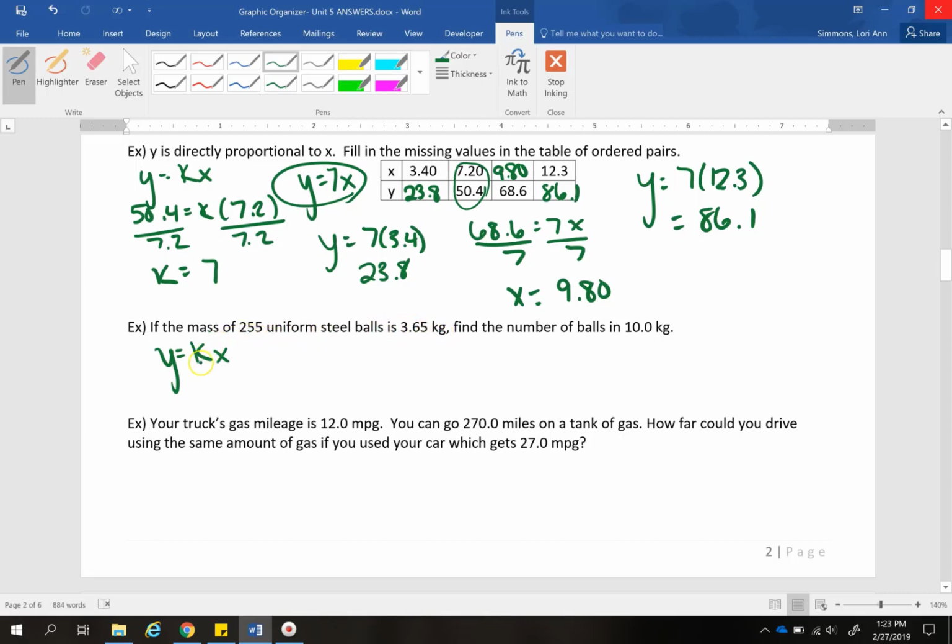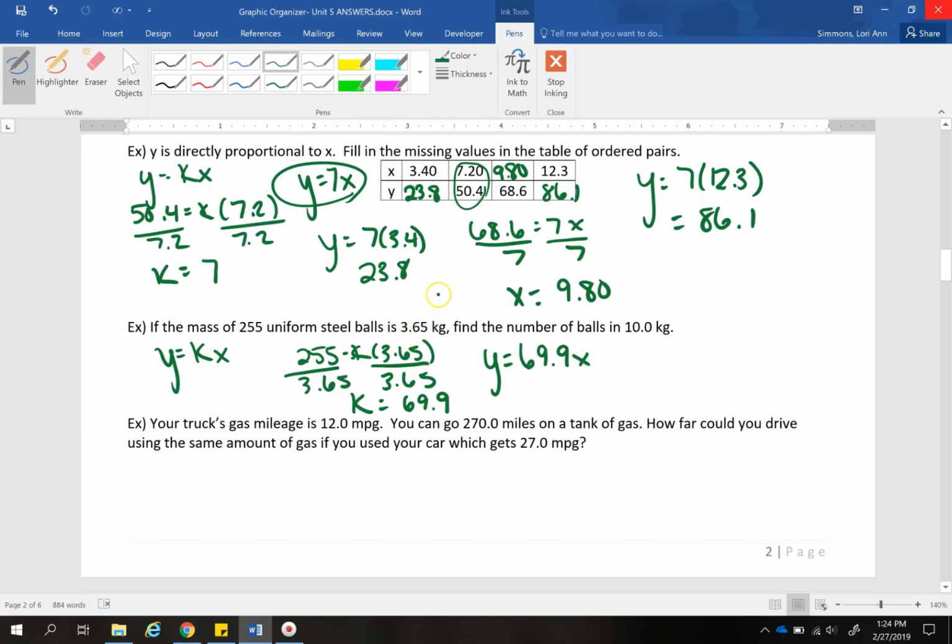We can find our k because we have the two values. So I'm going to put 255 in for y, and then 3.65, divide by 3.65. K is equal to 69.9. So our new formula is y equaling 69.9x.